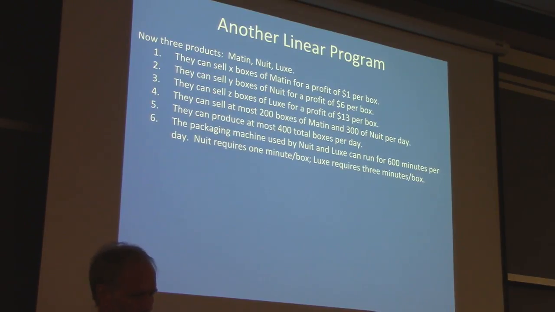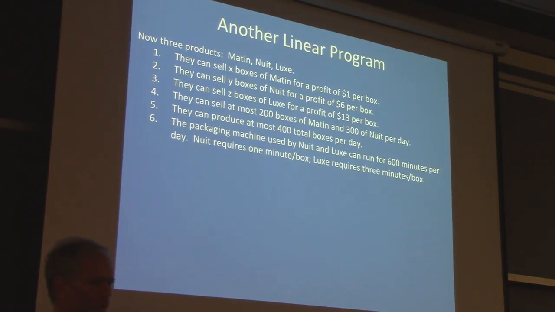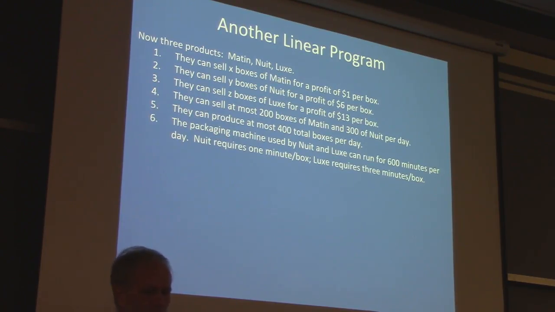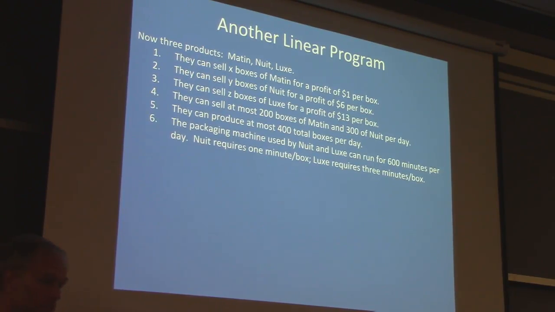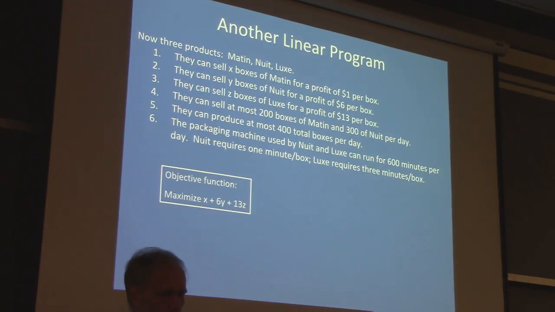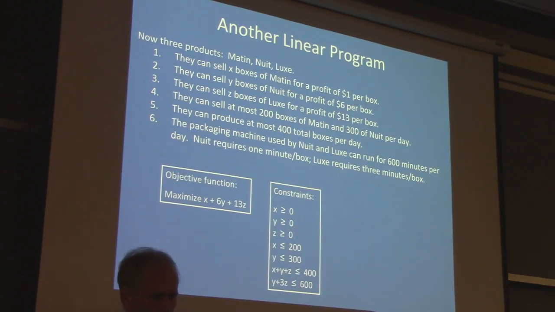How many minutes are in... Does it matter actually? It doesn't matter. You can only run the packaging machine for 600 minutes per day. So Y plus 3Z is less than or equal to 600. So the total amount of time packaging has to be less than or equal to 600. Okay? So there's our objective. There's our constraints.